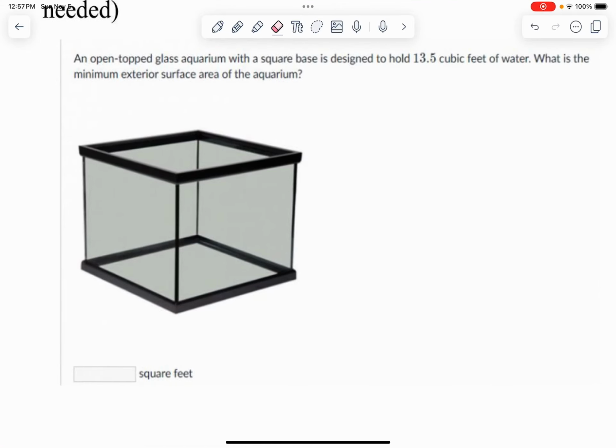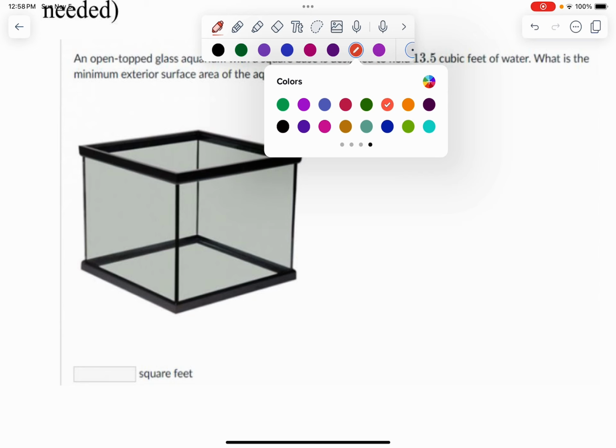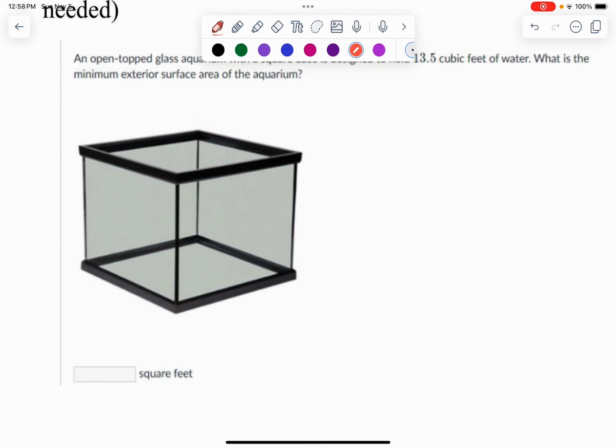Okay, in this video, we're going to do an optimization problem. This is an open-topped glass aquarium with a square base, designed to hold 13.5 cubic feet of water. What is the minimum exterior surface area of the aquarium? So we are trying to minimize surface area.